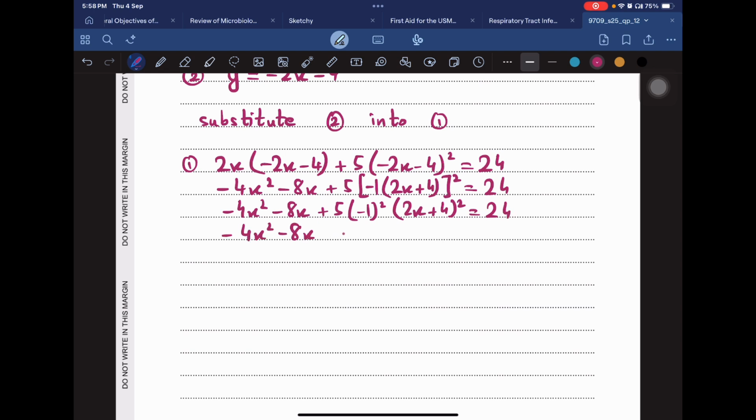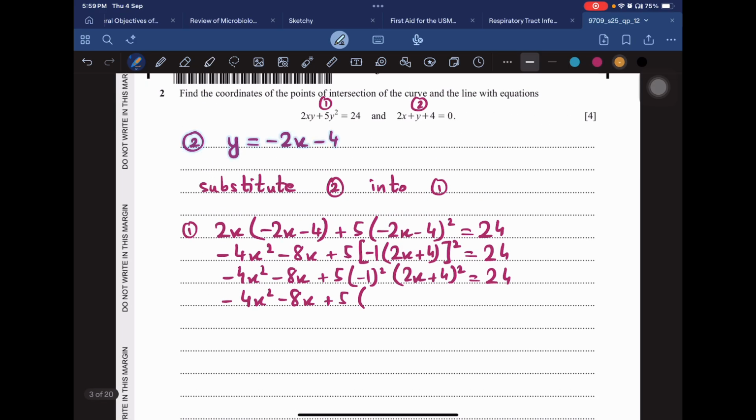So negative 1 squared will become positive 1. We have 5 left. Negative 1 we can remove. 2x plus 4 squared, we'll use the identity (a plus b) whole squared equals a squared plus 2ab plus b squared. So 2x is a, 2x squared. I'll also write the identity on the right.